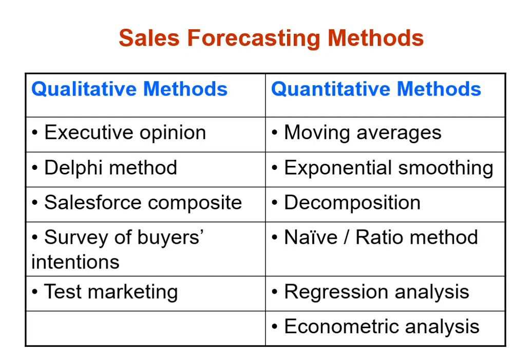So here is the sales forecasting method. The sales forecasting method is a very important topic in BRM, and if you study business research methodology, there also we use qualitative and quantitative approaches. The qualitative approach means the executive opinion, the Delphi method, the sales forecast composite, survey or buyer intentions, and test marketing. Quantitative means the moving average method, exponential moving average method, exponential smoothing, decomposition, ratio method, regression, correlation, and econometric analysis.